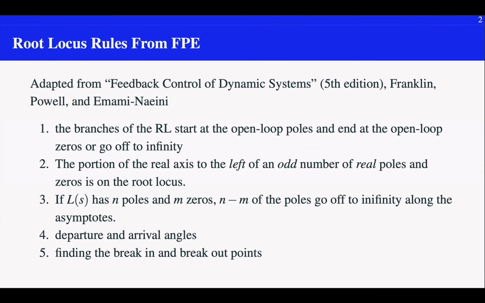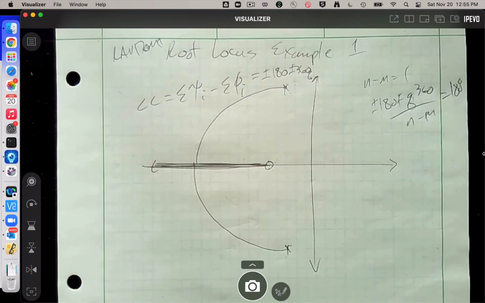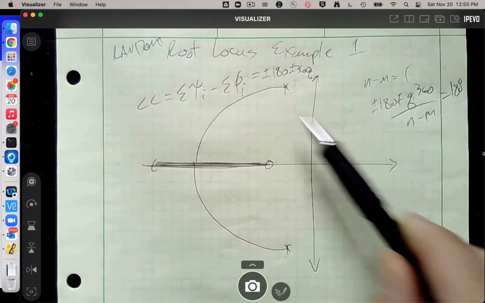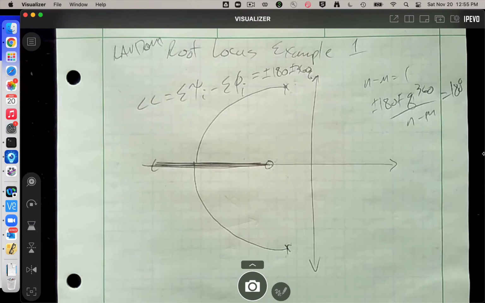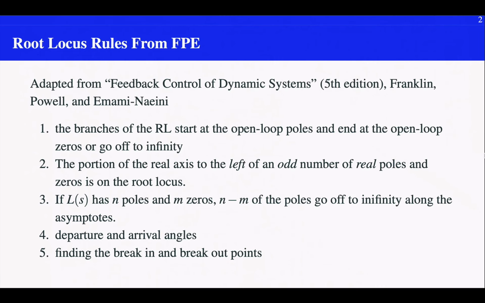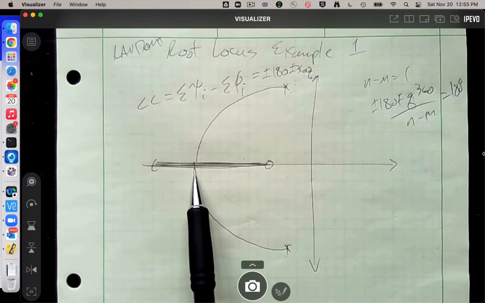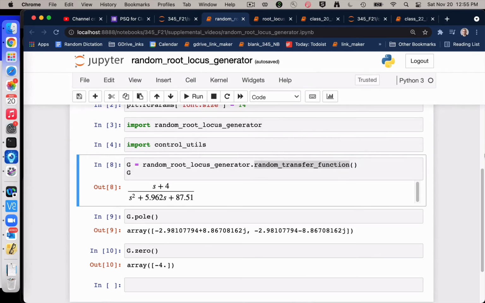Again, I'm not super concerned with departure or arrival angles. I know this arrival angle is 180. I could find those if I wanted to. I don't think that detail is going to significantly affect the accuracy of my sketch, and I know that there's a break-in point there.